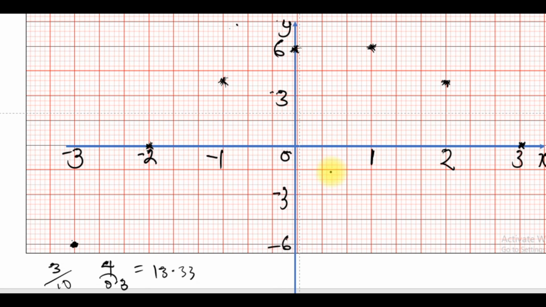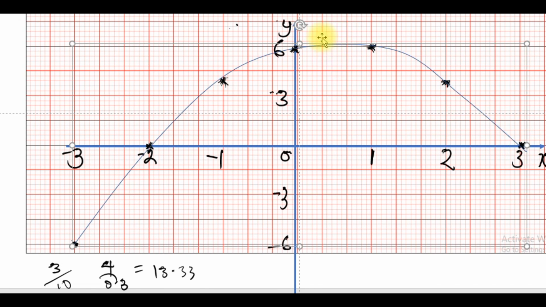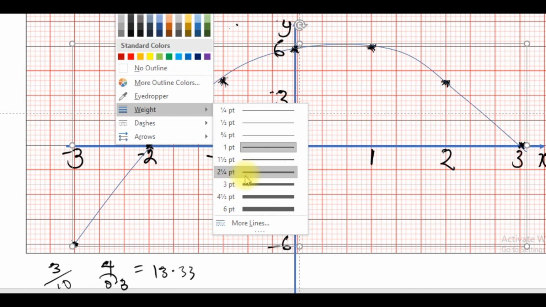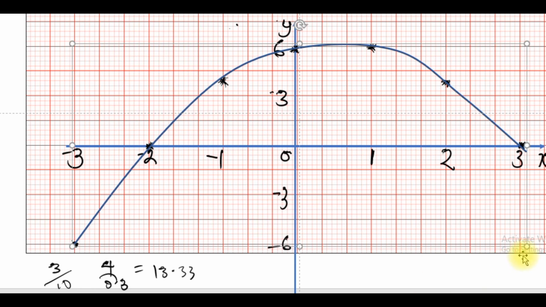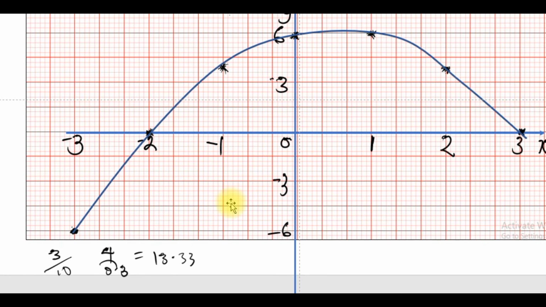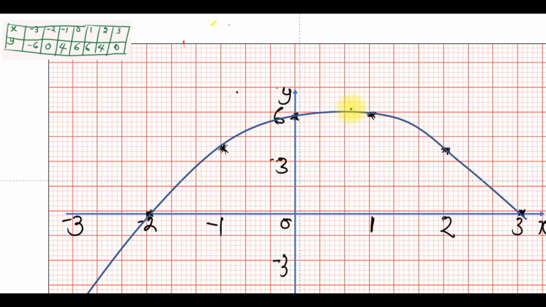So let's now join our points. That's it, we are joining the points. Let's make it bolder. So we've joined the curve, and we need to write the name of the function. So the next is to name the graph. The function is y equals -x² + x + 6.